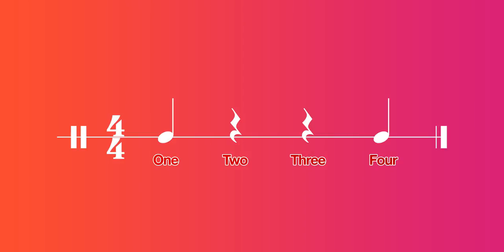Your next task is to look at each beat of the example bar and check whether each light is on or off, metaphorically speaking, of course. In this case, counts 1 and 4 are holding notes, so those switches are on, and counts 2 and 3 hold rests, so those switches are off.